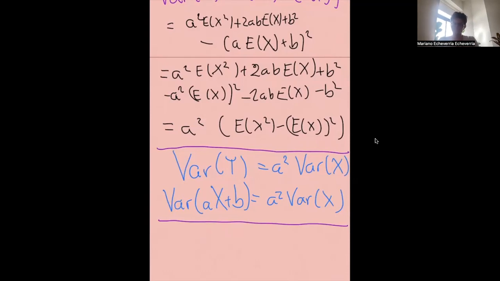Adding b, right? Adding b is just a translation. If you think about it, when you translate something, adding b is adding b to every outcome. So that just shifts the average by that amount, everything is shifted by that amount. So the dispersion, or the deviation from the average, cannot depend on b, because every value that x takes was shifted. So that's why b cannot appear on the right-hand side.